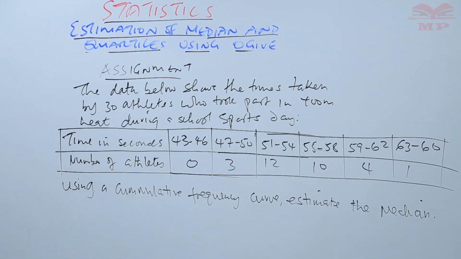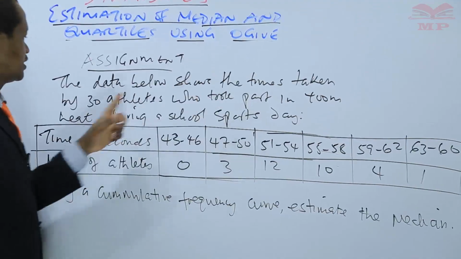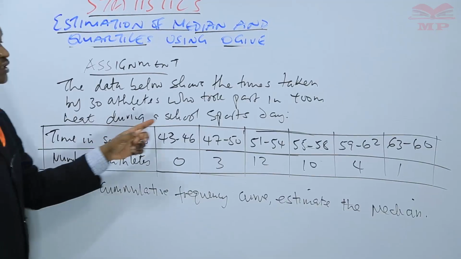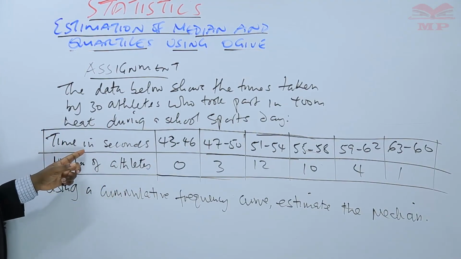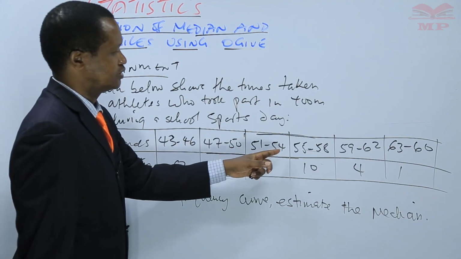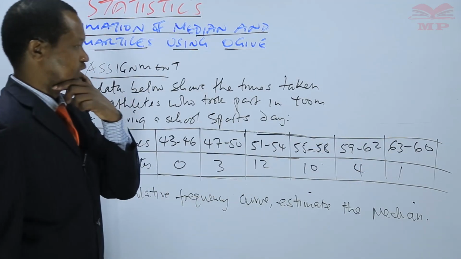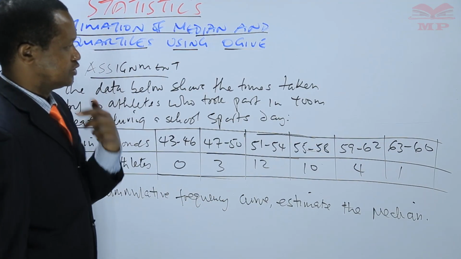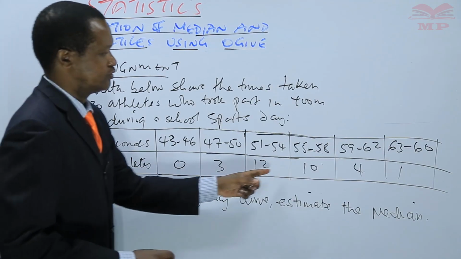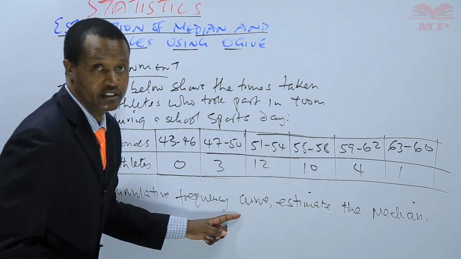So learners, that is your assignment. The data below shows the times taken by 30 athletes who took part in 400 meters heats during a school sports day. Time in seconds: 43 to 46, 47 to 50, 51 to 54, 55 to 58, 59 to 62, 63 to 66. Number of athletes: 0, 3, 12, 10, 4, 1. Using a cumulative frequency curve, estimate the median.